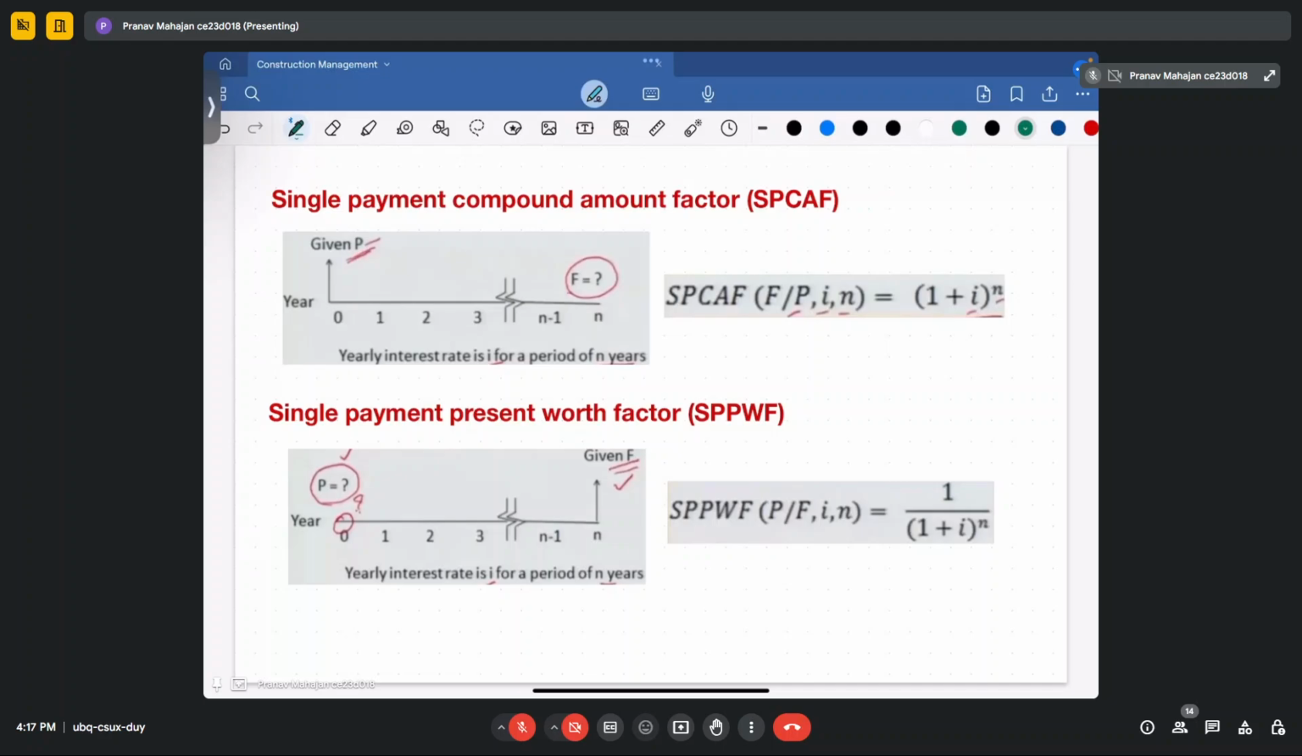So one by one, we will see each factor, and then see how we can determine the present value, future value, or the annuity amounts. So let's get started.